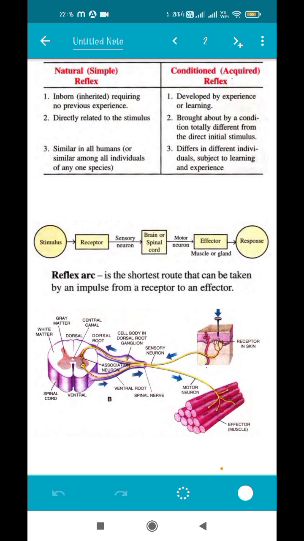As you can see in the diagram below also, the same has been mentioned. This diagram below is very important. Questions can come based on labeling it.